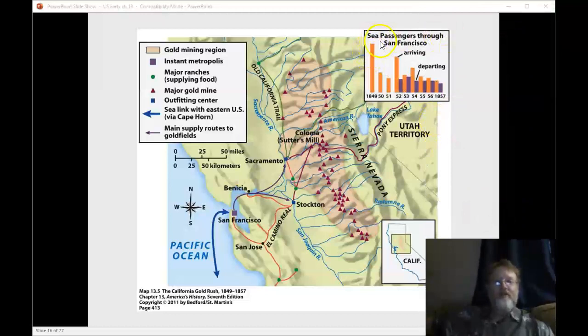This shows sea passengers through San Francisco in 49 all the way up here. All these people incoming. And then 52, look at it changed. People leaving, people leaving, people leaving, people leaving. And then by 57, it's pretty much even of people coming and going, which is actually not right, really.